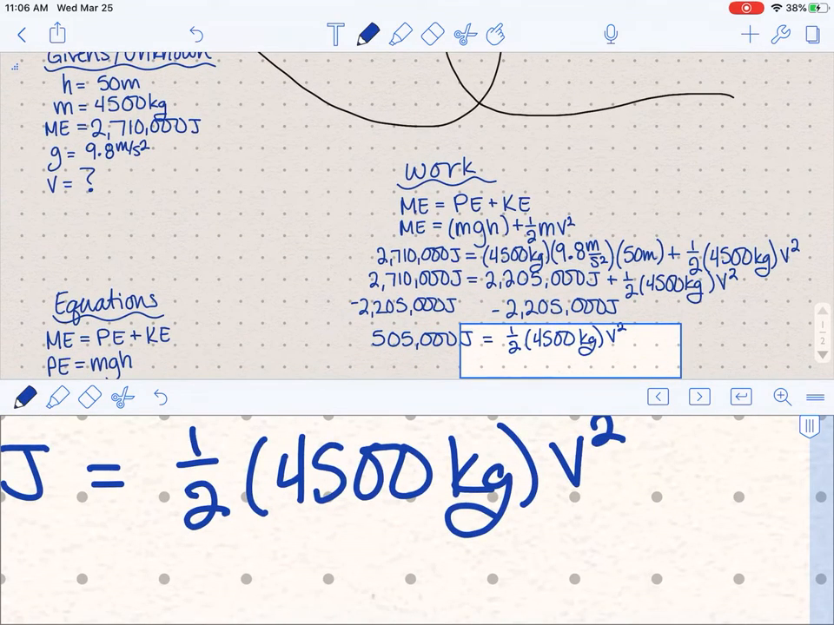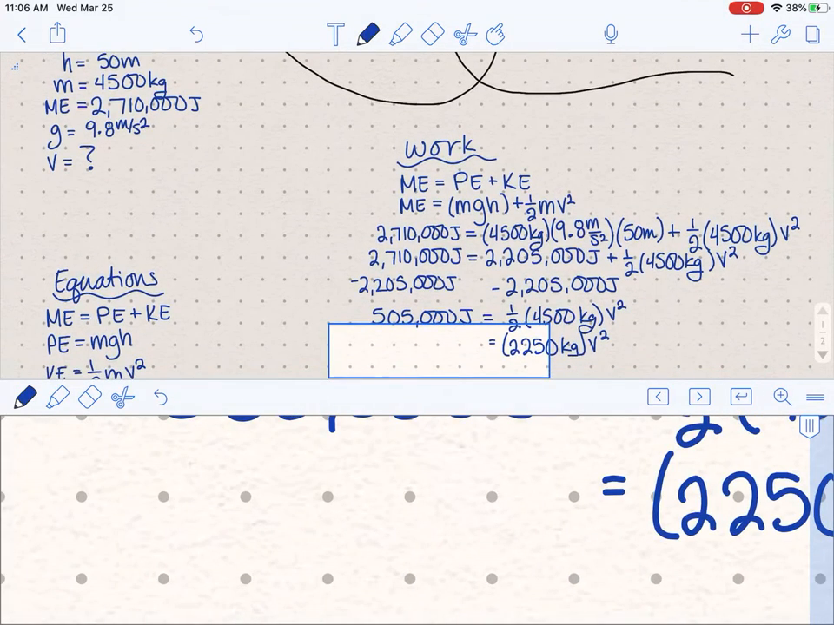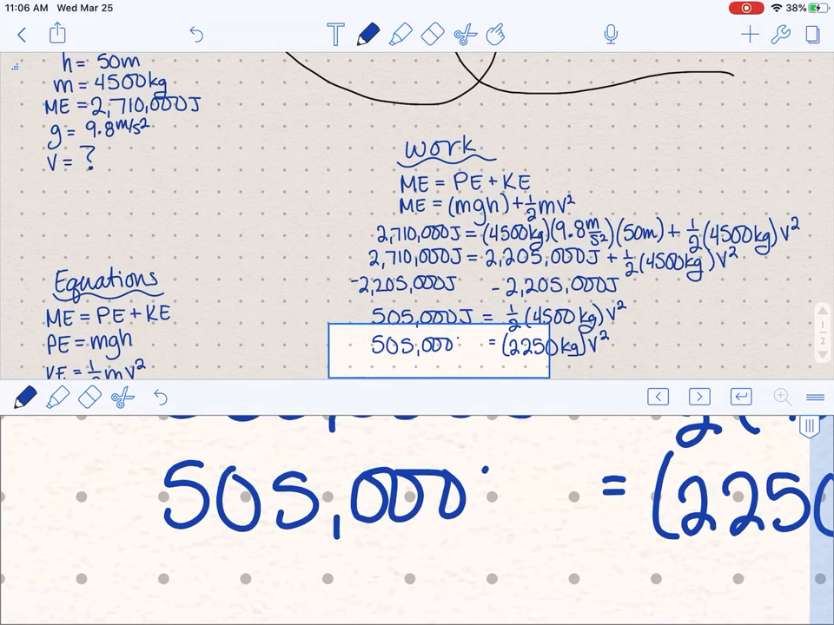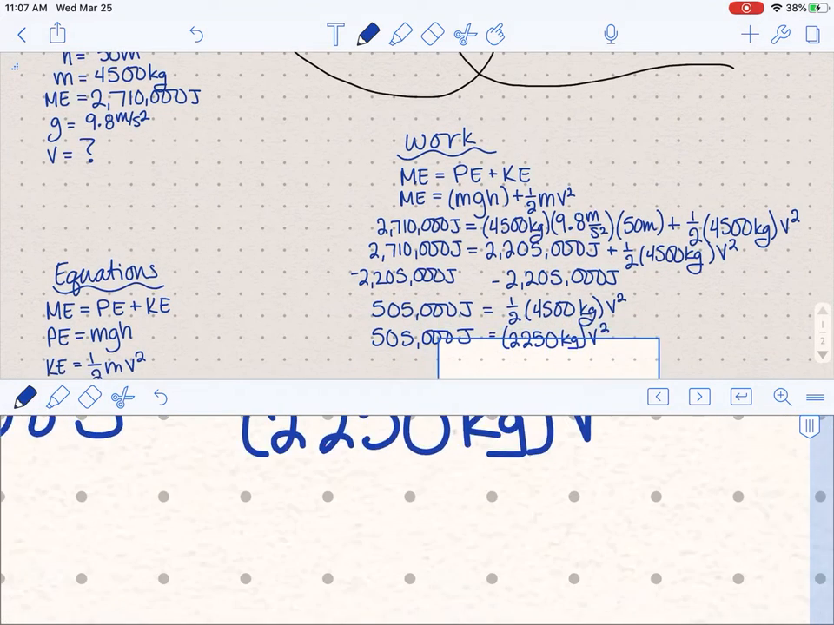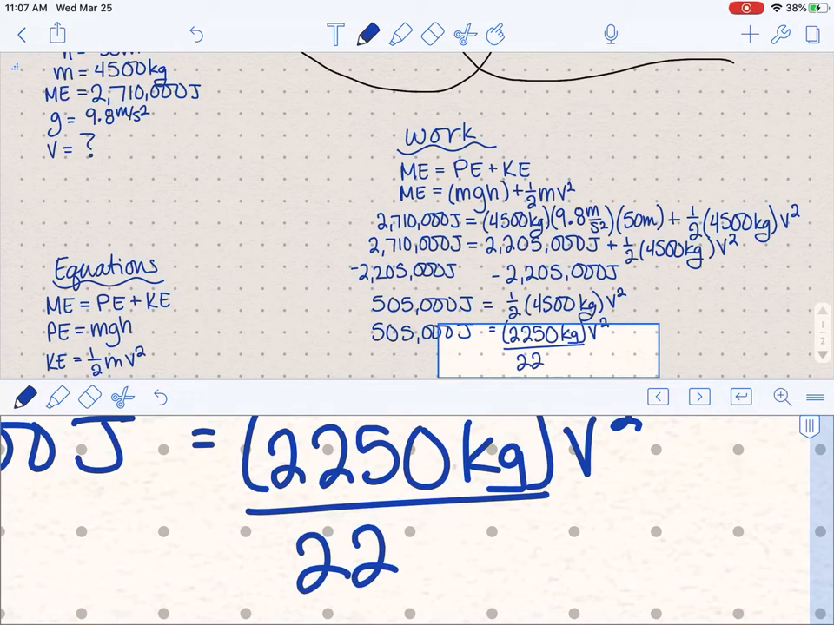All right, now I'm going to multiply my 4,500 times 1/2. And that is going to give me 2,250 kilograms times v squared still. And the left side of my equation remains the same. It's still that 505,000 joules. All right, now I'm going to divide everything by this 2,250 kilograms.